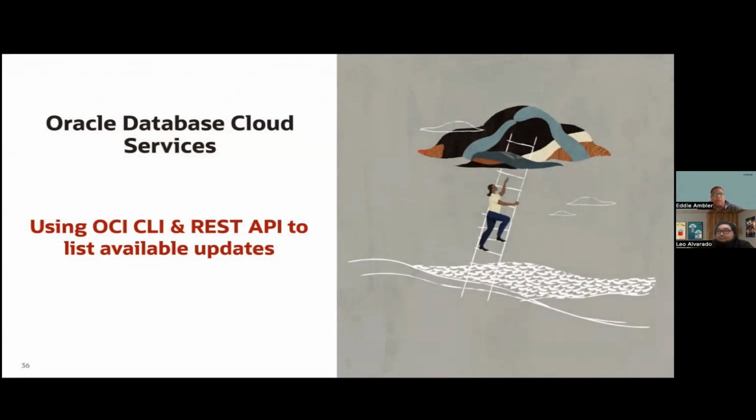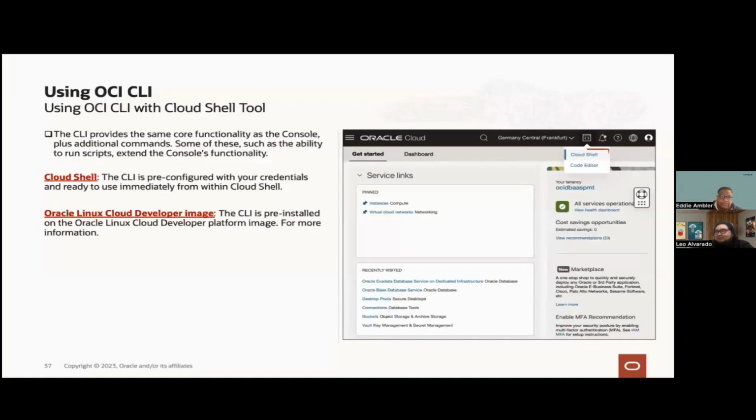Leo, can you maybe walk us through what using the OCI CLI and REST APIs looks like for doing some of these similar actions? Yes, that's correct, Eddie. Whatever you can do in your OCI console, if you're looking into automating or scripting, you can also call OCI CLI commands and REST APIs. The CLI mirrors the essential functionalities found in the console and introduces an array of additional commands, like the capacity to execute scripts or extend your console's functionality.